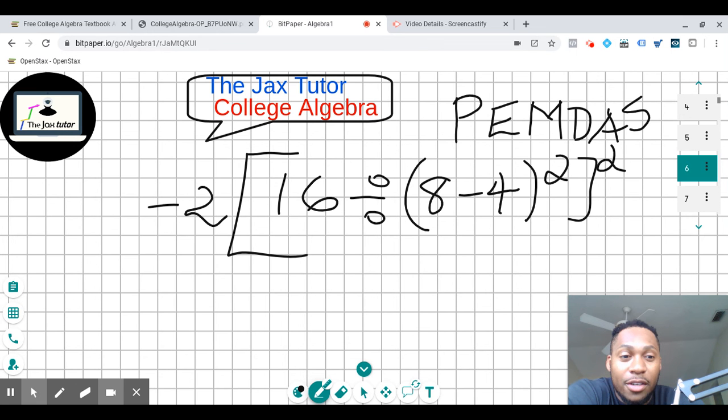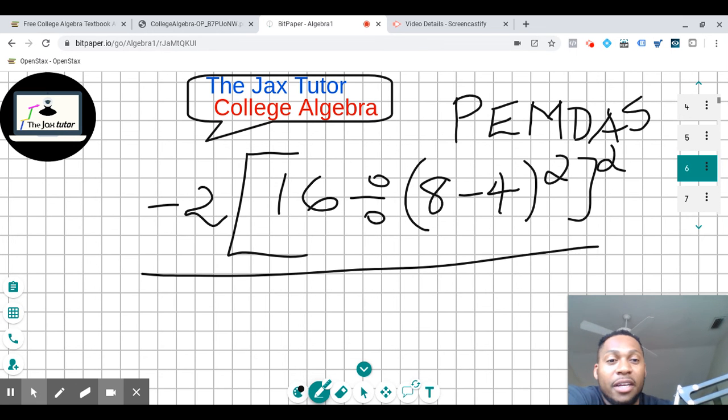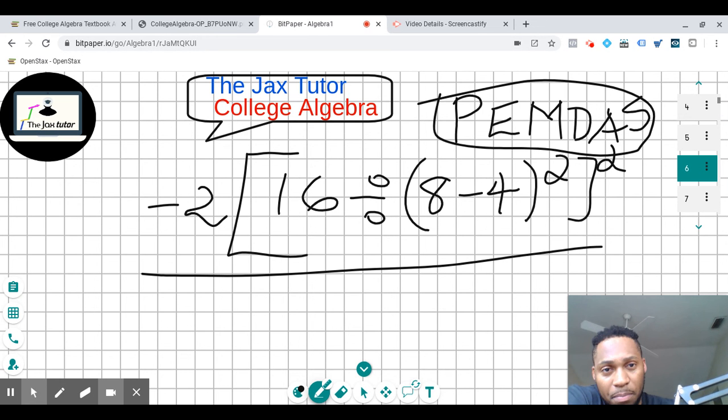Today we're evaluating this expression and using PEMDAS. Let me remind you again, PEMDAS is P stands for parenthesis, E for exponent, M for multiplication, D for division, A for addition, and S for subtraction. So if you already know this, it should be easy for you.